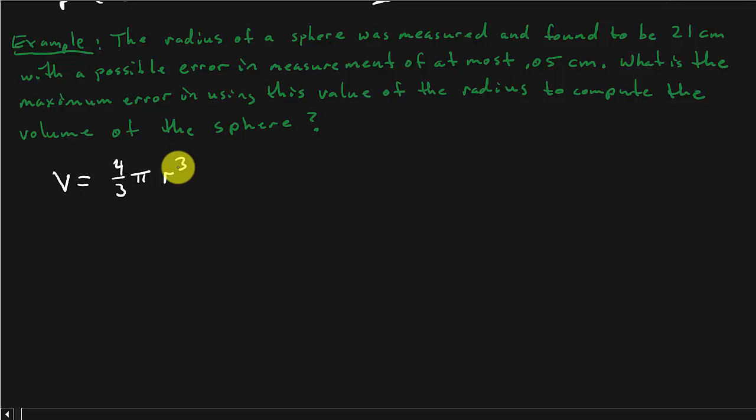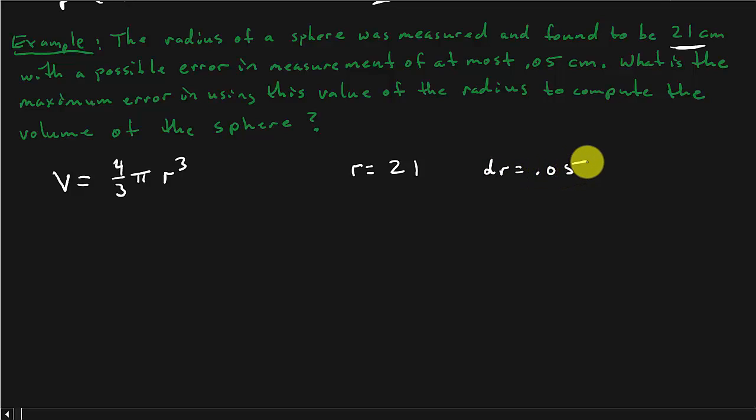And so basically all we're going to do is find the differential of this. Let's keep in mind what r is. R is 21. That's the radius of a sphere, we measured it to be 21. And then our error in measurement is 0.05. So we've got dr is 0.05.